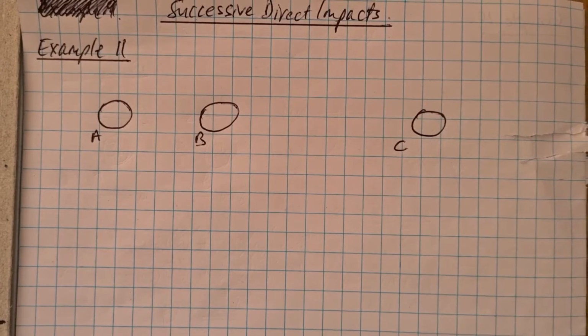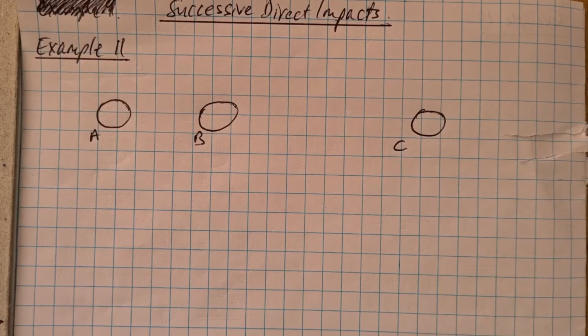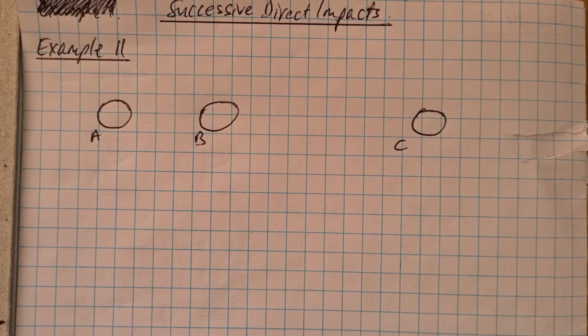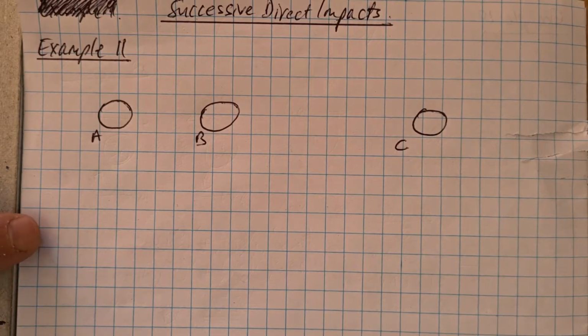Welcome to the last video on Chapter 4, and indeed the last video on the AS FM1 course. Here we're going to be looking at successive direct impacts, so there's nothing new to learn. It's just more the exam style questions where we have a number of impacts in a given question. So we'll get started straight away with example number 11.